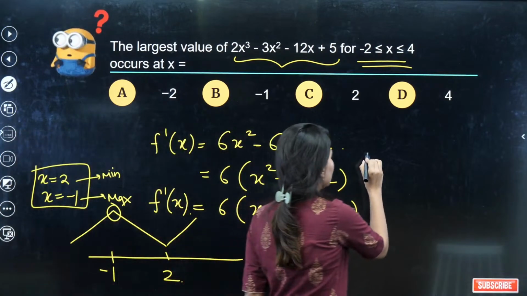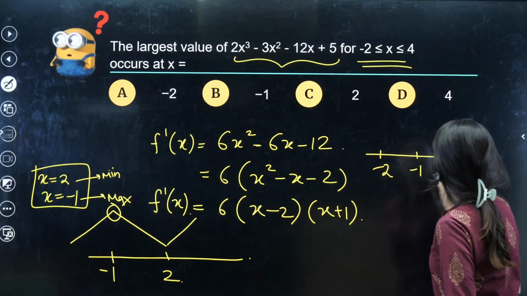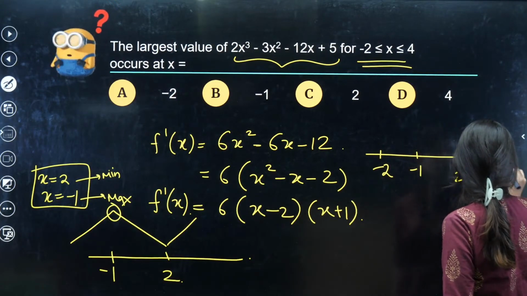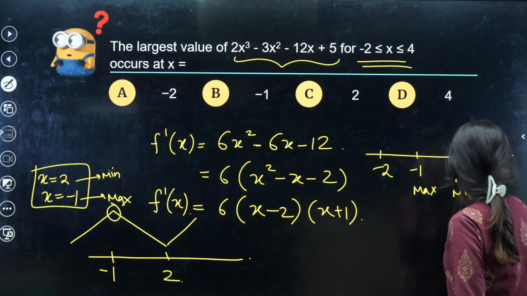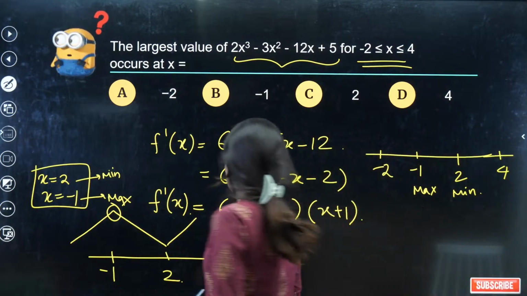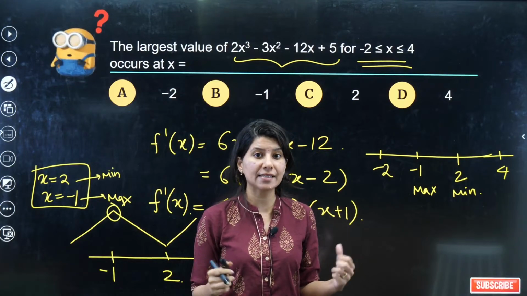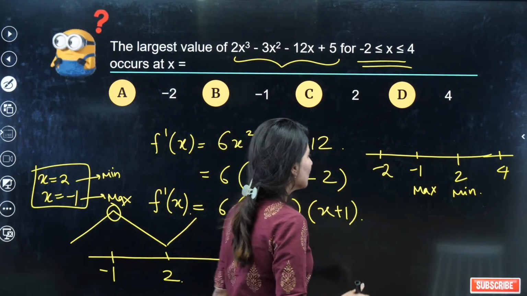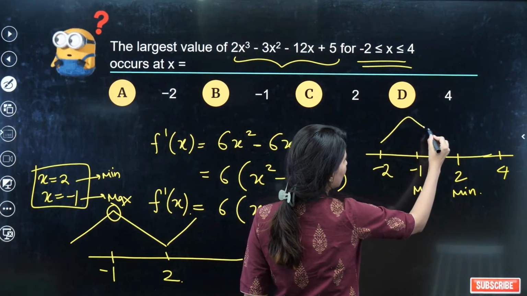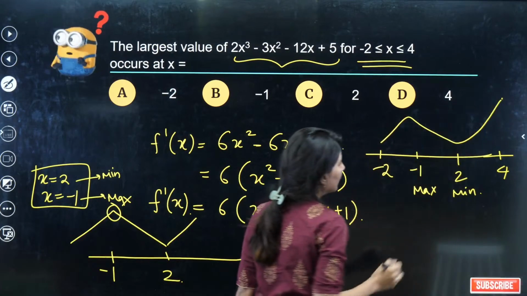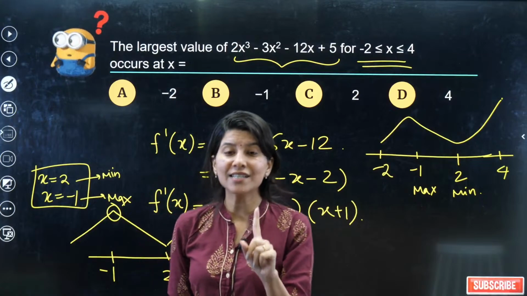Now let me just tell you. So minus 2 and then you are having minus 1 and then you are having 2, then you are having 4. This is where we are having maxima. This is where we are having minima. Okay. So for global maximum, what will happen is, increasing, decreasing. So this is how your graph will look like. Right. So for maxima, if I talk about the global maxima, now understand this nicely.